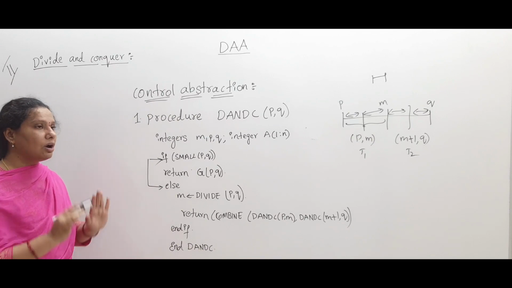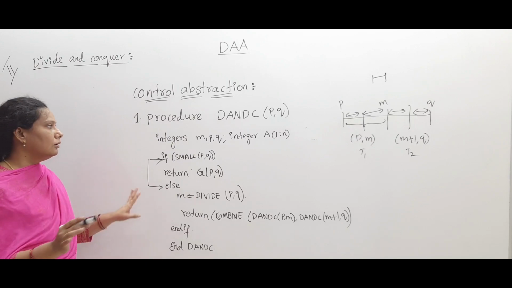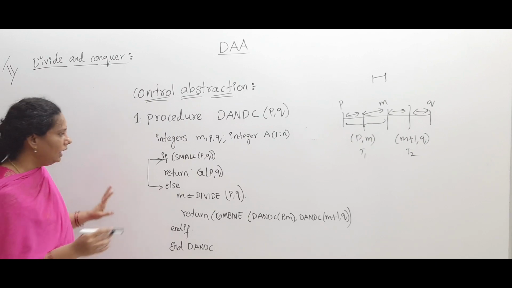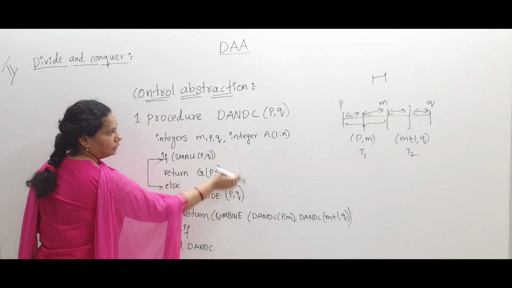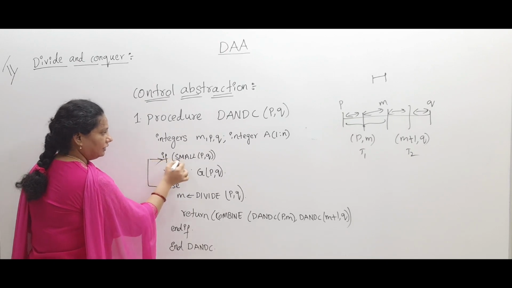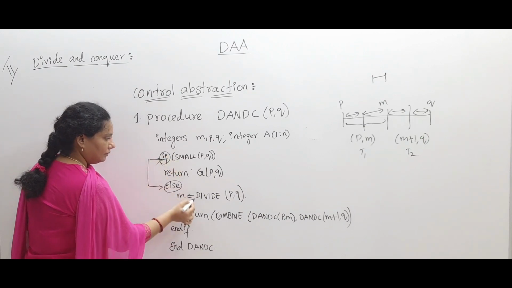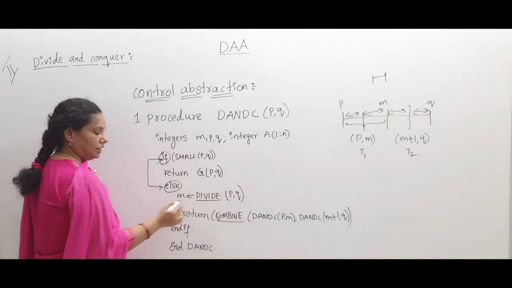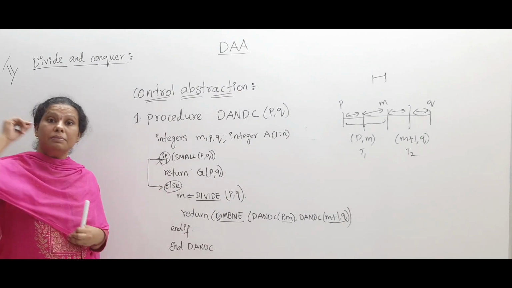In the algorithm, you have to see whether the logic is followed or not. There is no concentration on the variables used. There are no limitations, you can give any name here. Instead of G of P comma Q, you can give anything. P comma Q, m, you can give anything. But the logic should be this one. If this is small, return. Else, divide is the logic. Combine is the logic. P comma m, m plus 1 comma Q, because no element should be missed here.